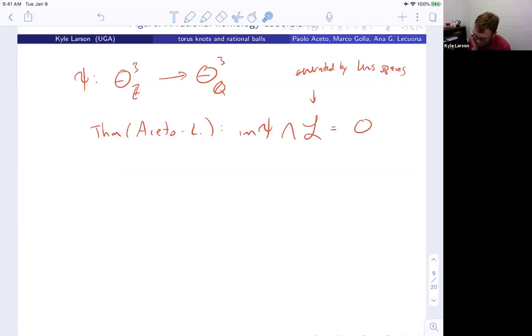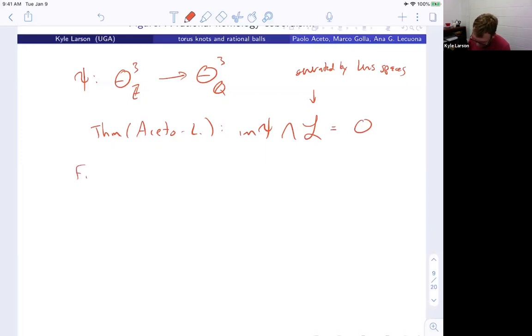And so the context is this. I'm curious how to find elements in the image. And it turns out it's not so easy, right? This theorem says that you never have a lens space representing a non-trivial element in the image. But this previous construction actually gives us a way to construct elements in the image.